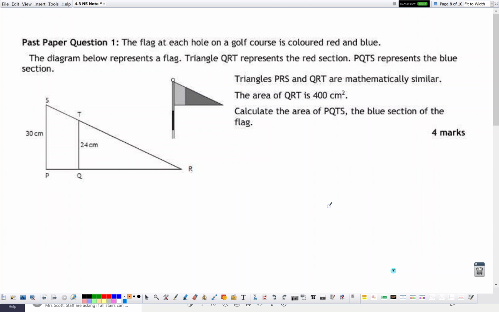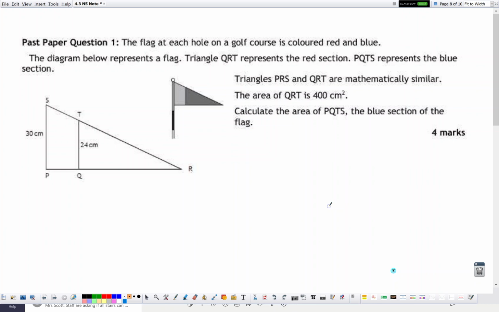So P to R to S, the overall large flag shape, is the larger triangle, and QRT is a similar triangle, just slightly smaller. We're given the area of QRT to be 400 centimetres squared. We're asked to calculate the area of PQTS, which is just the blue slanted rectangle section.